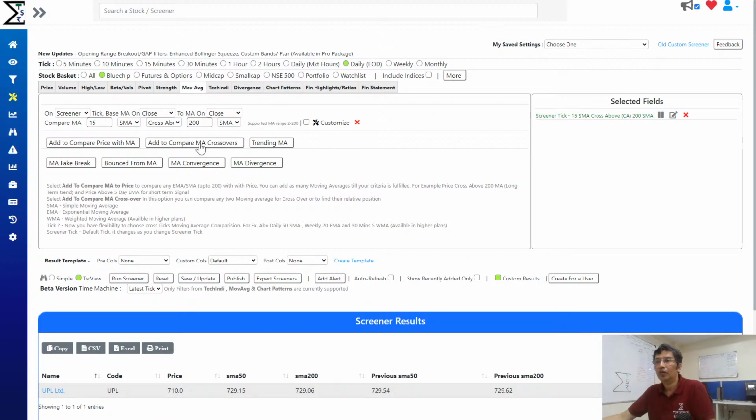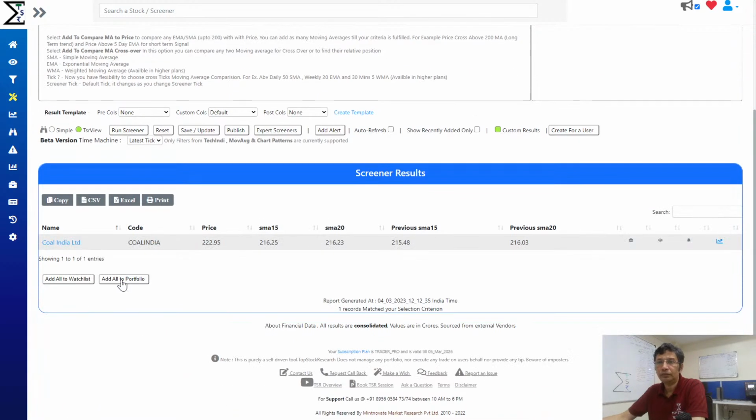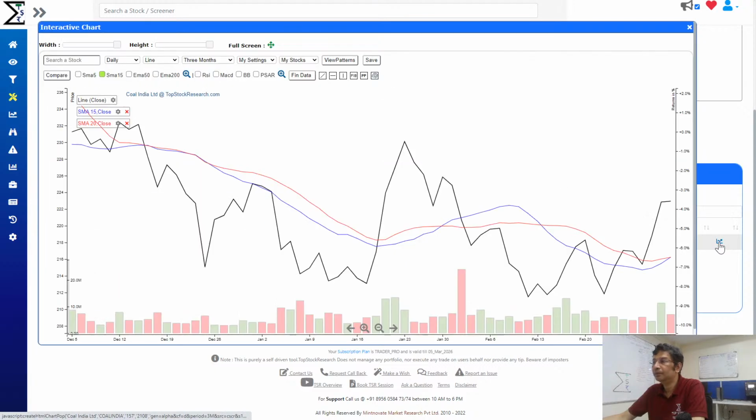So in this case, what we are doing is changing it to 20, right? Coal India. Right? So this is where the crossover is happening, right? So you'll get those kind of signals very clearly, right? In a trending market, that will work really well. In a sideways market, you'll get a lot of choppiness, right?